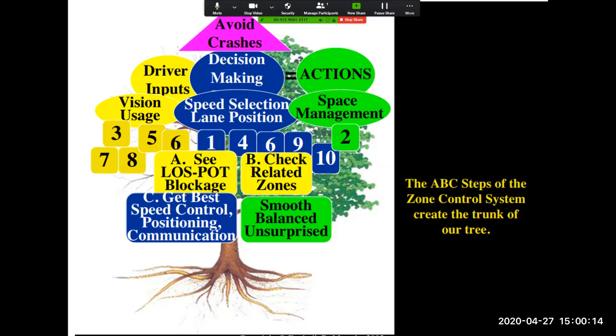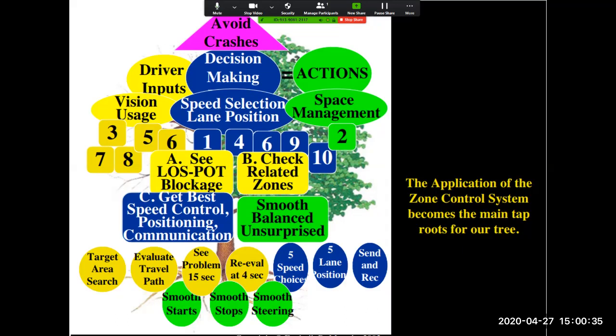Okay, if everyone drove smooth and balanced and unsurprised, then we would be pretty good, right? Smooth meaning the controls of the car, no rocking back and forth, pitching side to side because we're turning. Unsurprised meaning that you see things that you should be seeing, you know what you're looking for. And what that goes into is our target area, evaluating, 4-second following distance, 15 seconds to search, sending and receiving signals, lane position, speed, and then smooth start, smooth stop, smooth steering, right?